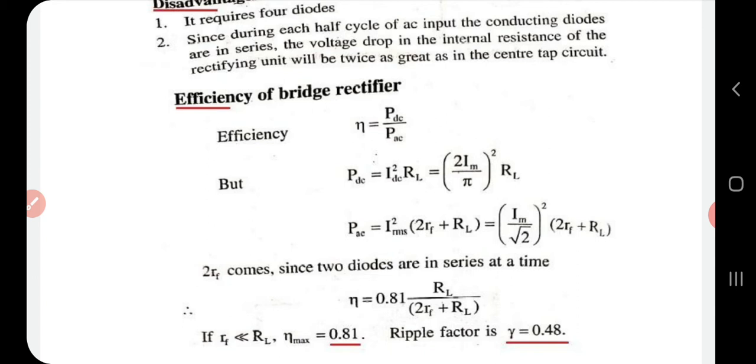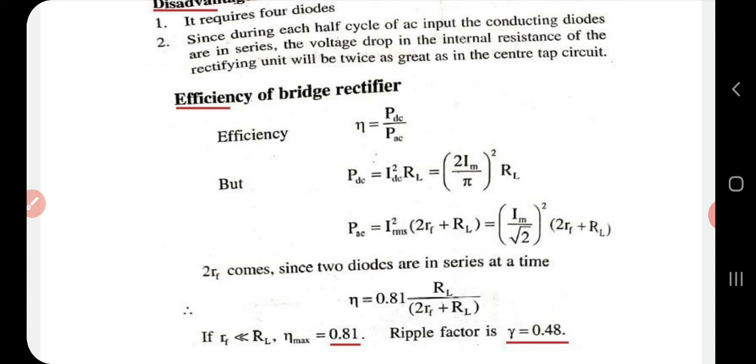Next, PAC is equal to I square RMS into twice RF plus RL. The expression for IRMS is Im by root 2, which is already derived in the last class. Please go through it. So that is (Im/root 2) square into twice RF plus RL. Now you can derive the expressions for IDC and IRMS, or PDC and PAC, similar to those of the full wave rectifier, which I have already derived in the last class. So please go through it. The only difference is that in place of RF, the forward resistance of the diode, we write twice RF. Why?